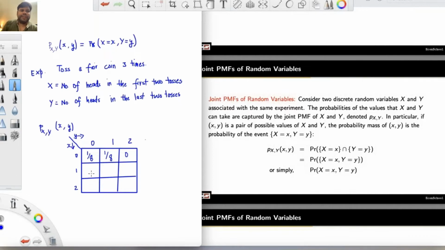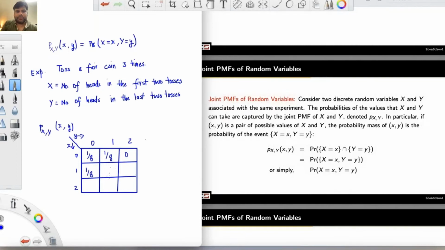What about this one? What is the probability that X is 1, Y is 0? So basically, you're tossing a coin 3 times, and you're interested in 1 head in the first 2 tosses and 0 heads in the last 2 tosses. That is only possible if the first one is heads and the remaining 2 are tails. Do you agree?